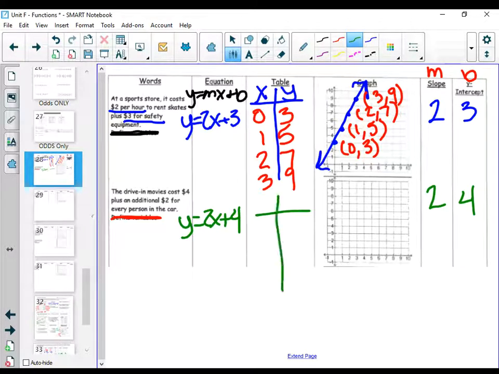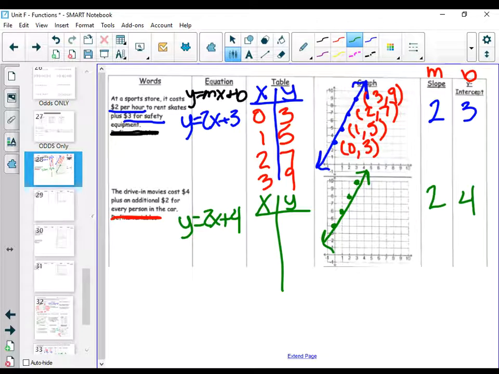And I need a table. Before I get a table, I'm going to go ahead and graph. And I'm going to start with my y-intercept, which is 4. And then my slope is 2 again, up 2 over 1, up 2 over 1, up 2 over 1. Draw a line through my points. Hopefully yours is a little bit neater than mine.